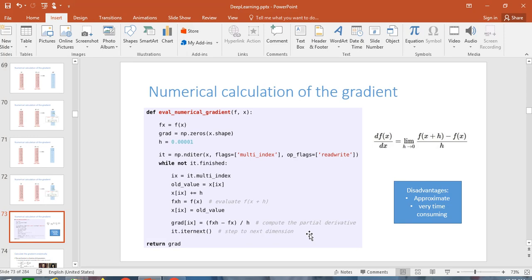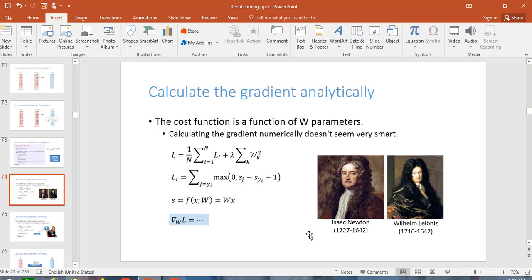But this method is very slow. For example, if you have 100 elements and the training set has 50 million elements, it will take a lot of time, and this method is also approximate. The second method is the analytical method. We get differentials with the same methods of Newton and Leibniz, which are mentioned in mathematics.